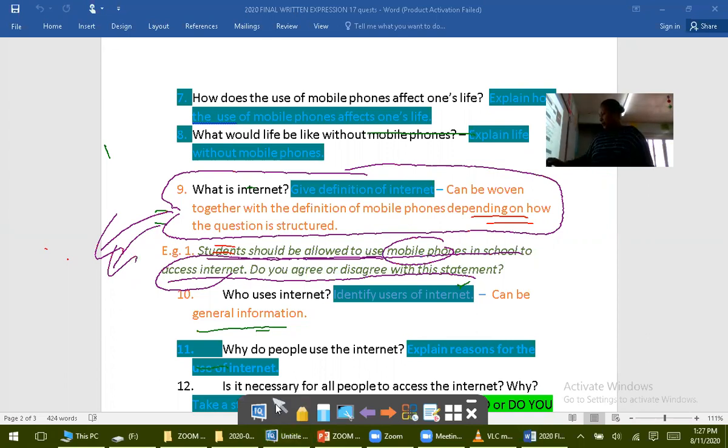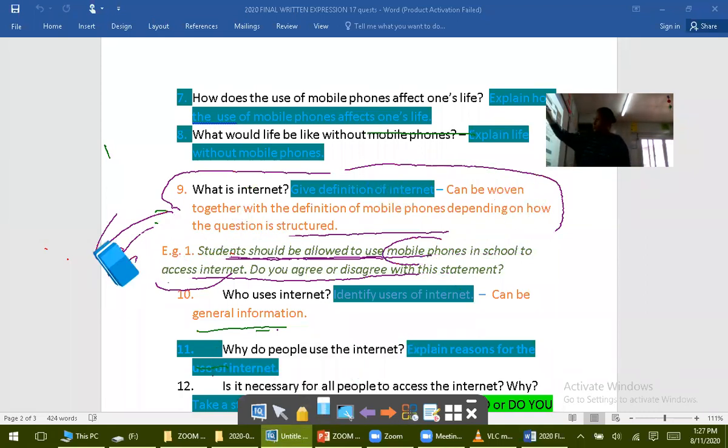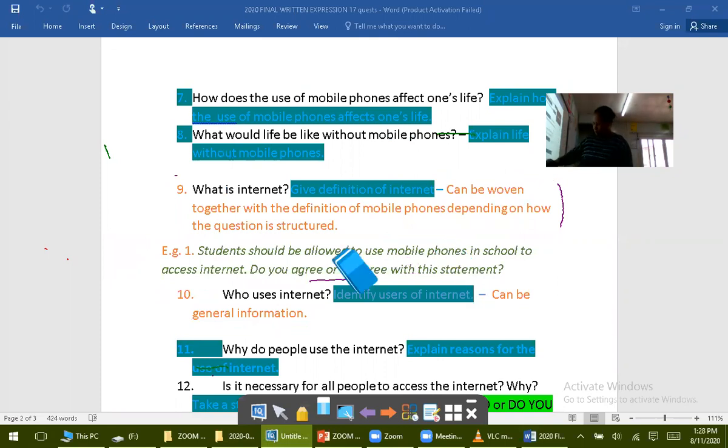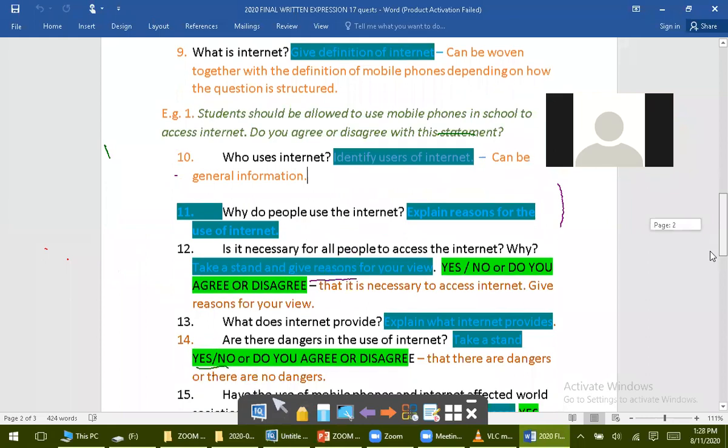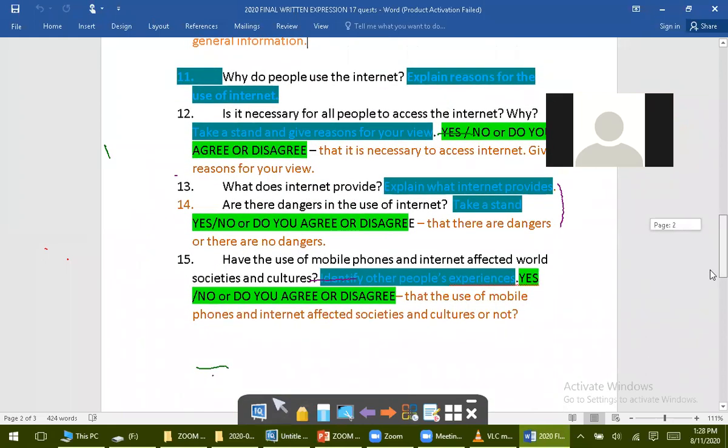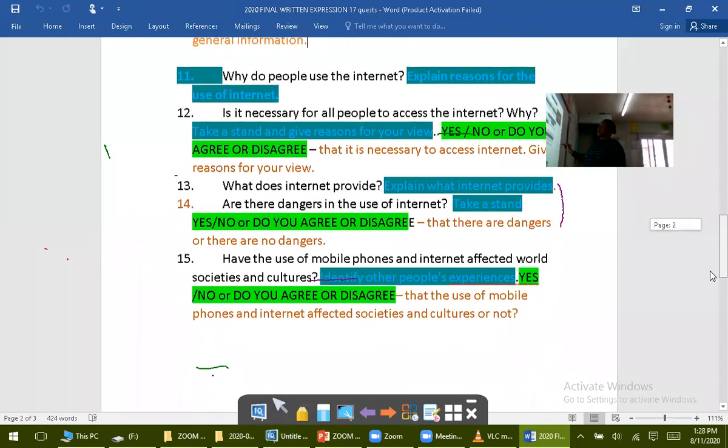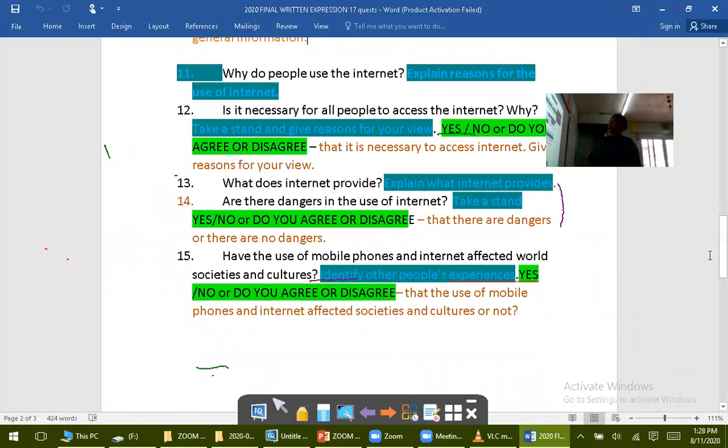Again, the same kind of pattern they did with the mobile phone. So that's giving a clue that it's the same kind of question they will ask for, both of these together. They will not separate them. Okay. Is it necessary for people to access the internet? Why? You will take a stand and give reasons for your view. So it's a yes or no, or do you agree or disagree that it is necessary to access internet and give your reasons for your view.